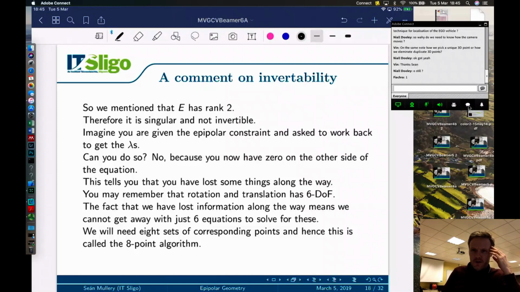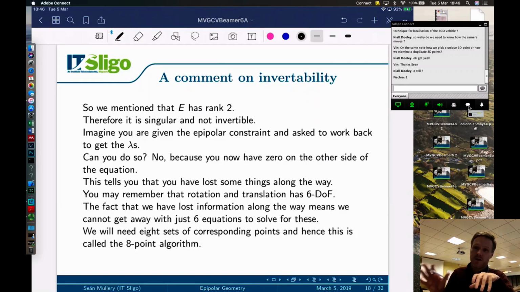Now, a comment on invertibility of this matrix. We mentioned E has a rank of 2, therefore it is singular and not invertible. Now imagine if you were given the epipolar constraint and asked to work back to get the lambdas. Do you remember that we had the lambdas there previously and we've taken them out? So let's say you've got your epipolar constraint, can you work your way back? You can't do that, and that's because you now have a 0 on the other side of the equation. What this should tell you is that you have lost some things along the way.